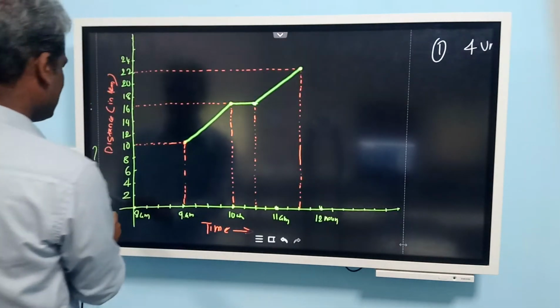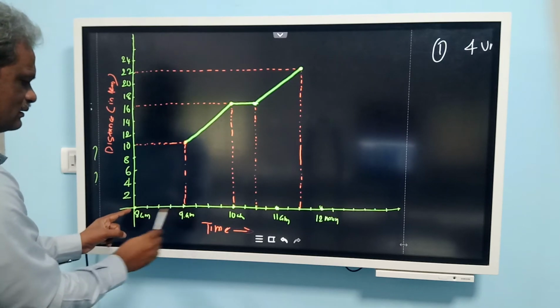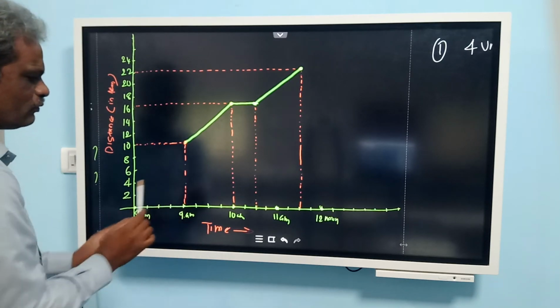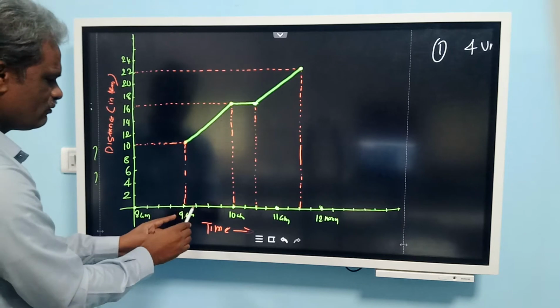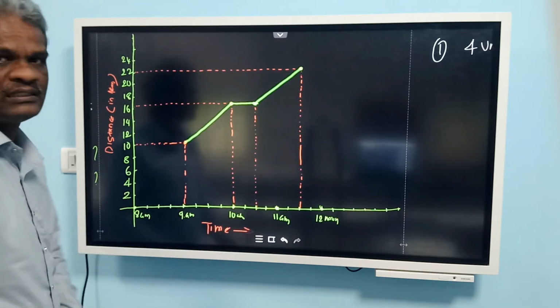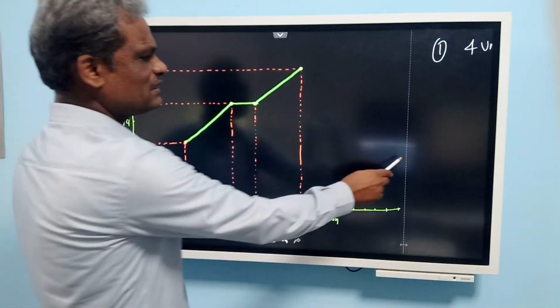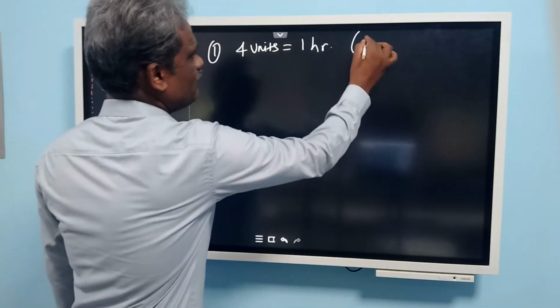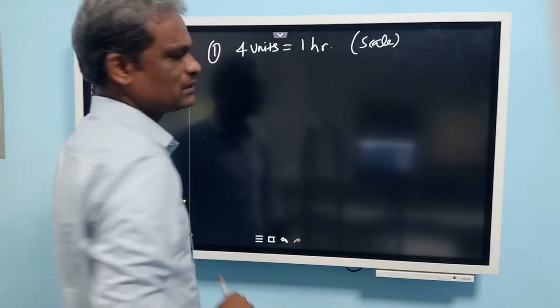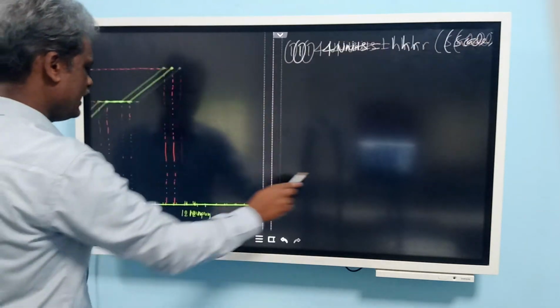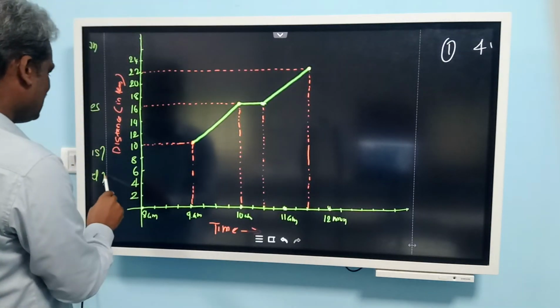What is the scale factor you have taken here? For 1 hour, this difference, there are 1, 2, 3, 4 units. For another 1 hour, 1, 2, 3, 4. Everywhere you can see 4 units are taken to represent 1 hour. That is the scale you have taken for the time axis. The time axis is the horizontal line.